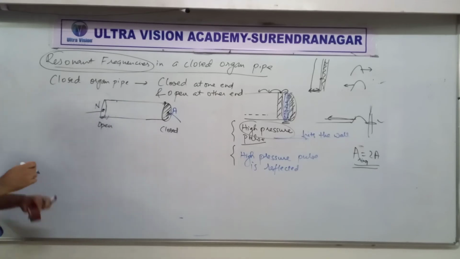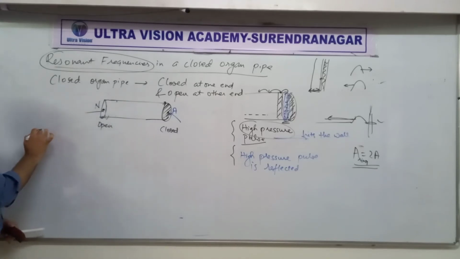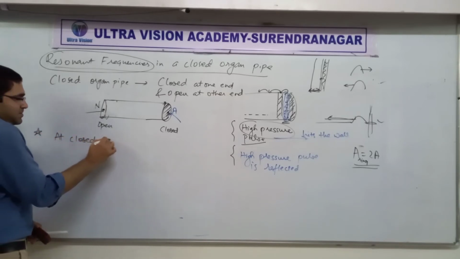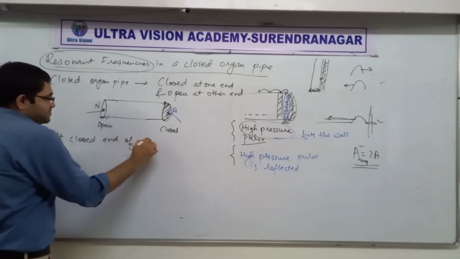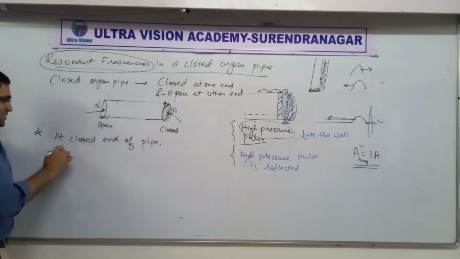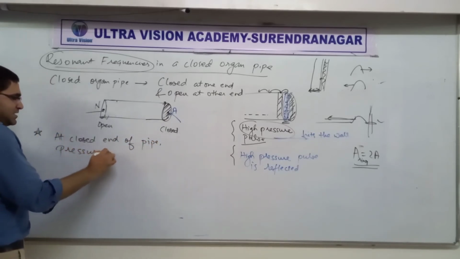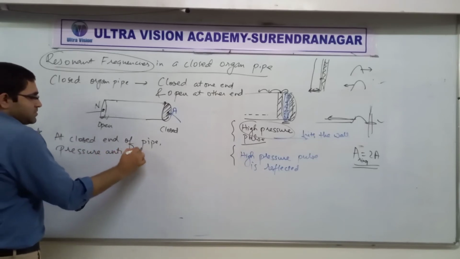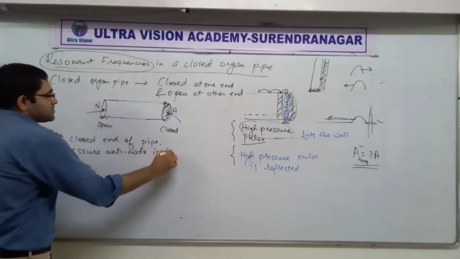So let's write that. It is at closed end of pipe, pressure antinode is formed.